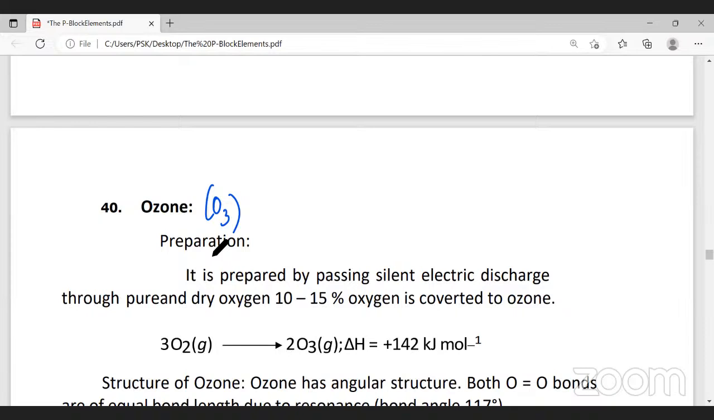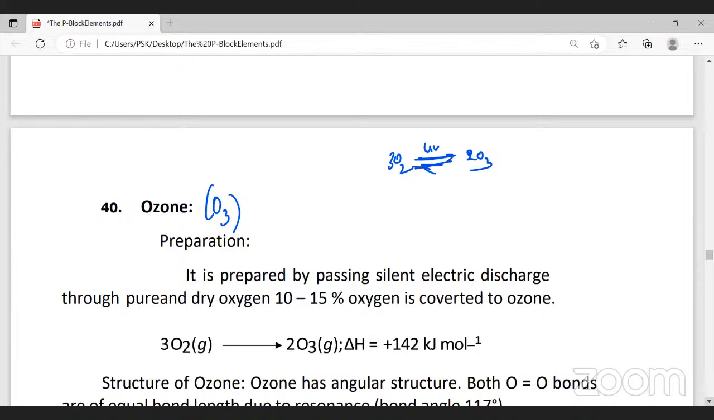Now, preparation of ozone. How is ozone prepared? Ozone is prepared in the atmosphere at an altitude of 20 to 25 kilometers from the Earth's surface by the reaction of oxygen with UV radiation, which gives ozone. Oxygen, present about 25 kilometers above the Earth's surface, absorbs UV radiation to form ozone. This is in nature.